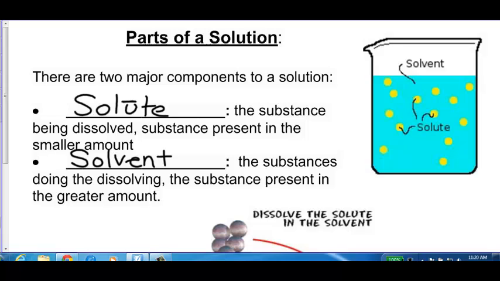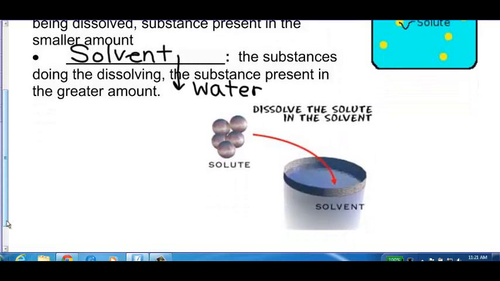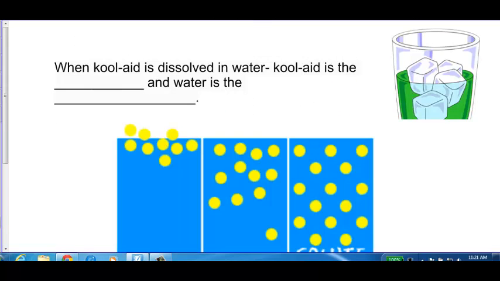99% of the time in this class, the solvent that we will use is water. Water is a great solvent because it's polar. It has partial charges that can dissolve a lot of things. So the solute gets dissolved in the solvent. If you make Kool-Aid, Kool-Aid is the solute and water is the solvent. So those are the two major parts of a solution. Together, they make up the solution.